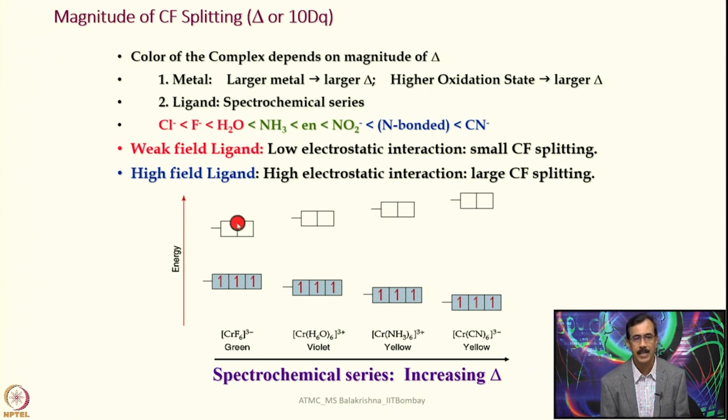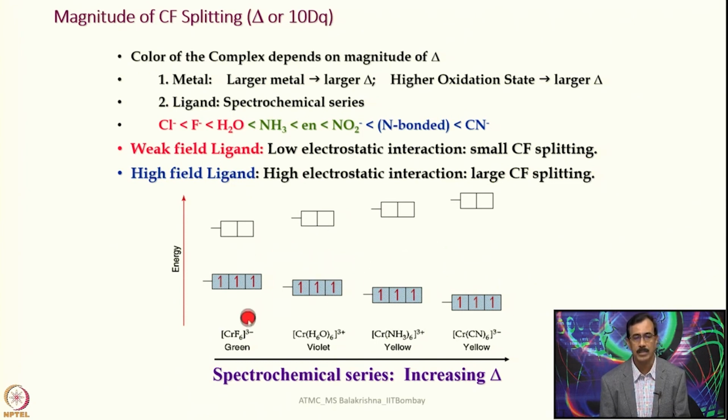Now, what it says is weak field ligands, low electrostatic interaction, as a result crystal field splitting will be very small, and high field ligands, high electrostatic interaction between the ligands and the metal ion, that results in large crystal field splitting. You can see here how steadily it is increasing as the ligand field strength is increasing. So, that means it can also give you the magnitude, and also it can give you an idea about the nature of the ligands, whether they are weak ligands, whether they are strong ligands, whether they are of intermediate in nature.